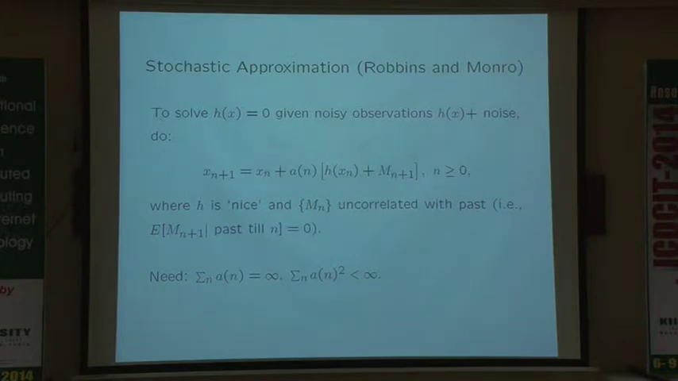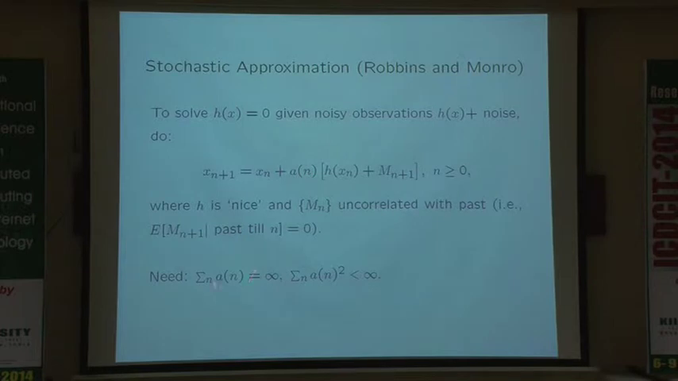At time n you have xn, starting with some guess x0. You feed it to the black box, and it gives you h(xn) plus noise. So this is my noise. The important thing to note is that you do not know these two separately; you only know the sum. If you could figure out h(xn), all this would be unnecessary. The clever thing they did was to introduce a slowly decreasing step size. This is an uncorrelated sequence, so the standard assumption is that the conditional expectation given the past up to n is 0.